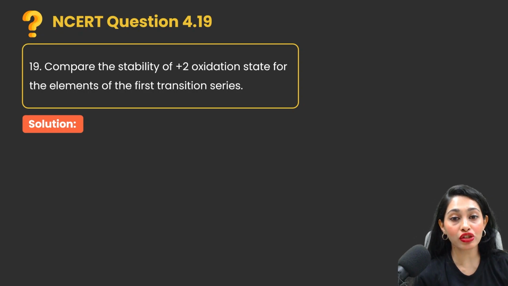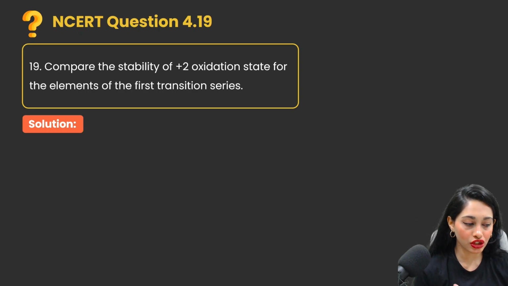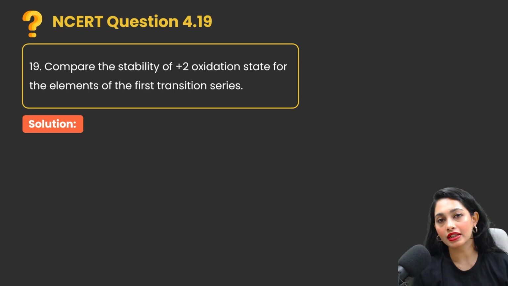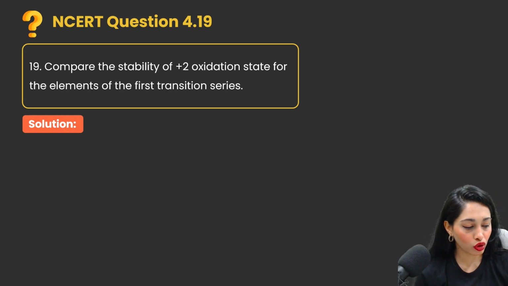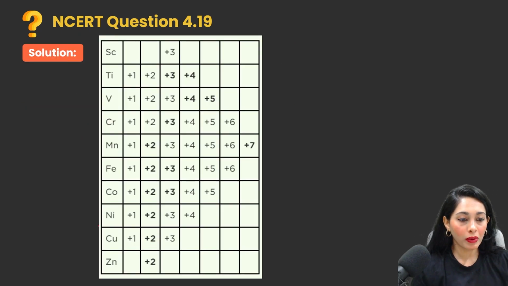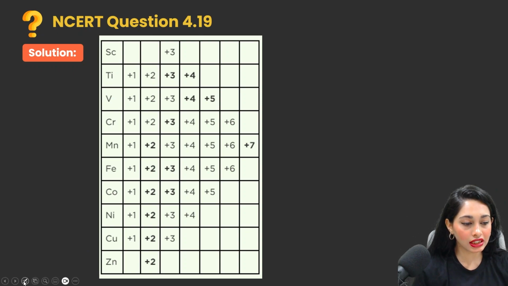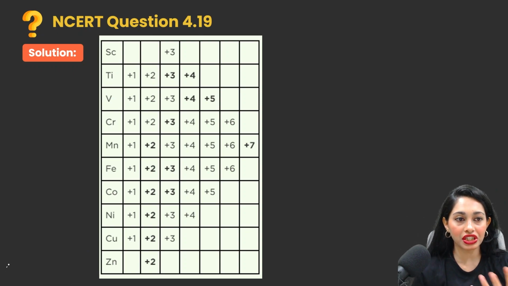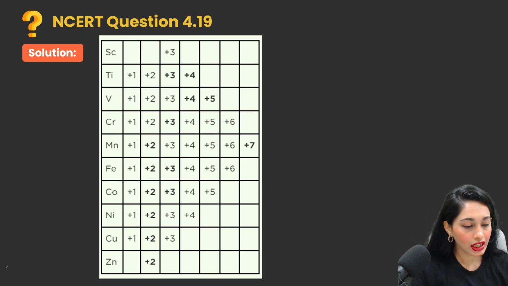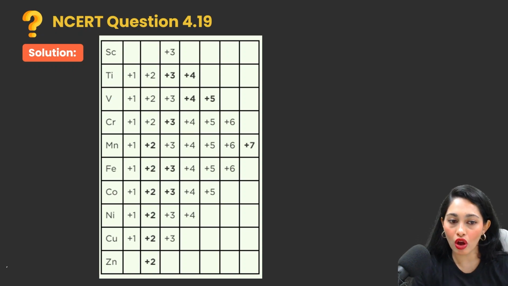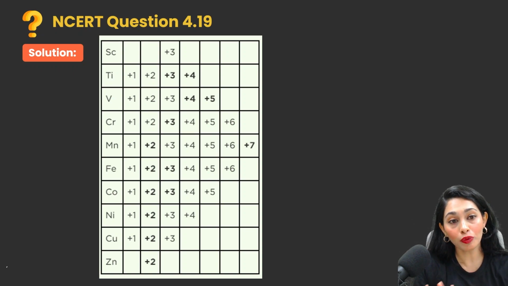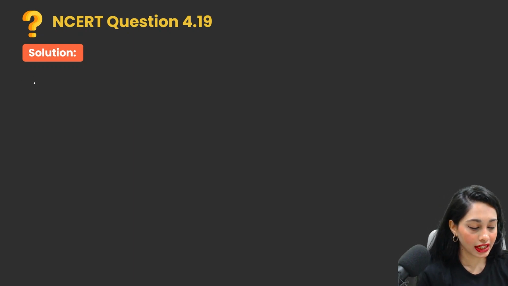Compare the stability of +2 oxidation state for the elements of the first transition series. So in the first transition series, what are all the elements that we have? Scandium, titanium, vanadium, chromium, manganese, iron, cobalt, nickel, copper, and zinc. Right? So this is the table where the oxidation states of different elements can be seen here. So if we look at this table from scandium to manganese, the number of oxidation states increases, right? So manganese is showing the maximum number of oxidation states. So it is varying from +1 to +7. Okay, so let's write the answer.